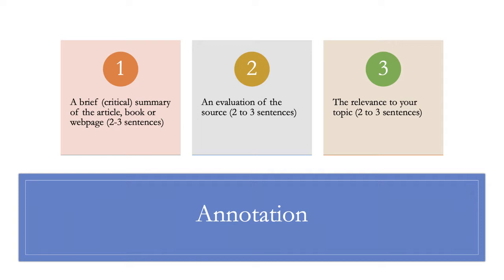And then the evaluation, who was the author? Are they qualified? Is the source reliable? When was it published? What was the purpose of the publication? That gives you key information about the source that you're looking at. And then third, you have to show your relevance. How does the source inform your essay? Was it helpful to what you're trying to do? That's a really important piece when you're looking at sources for your own essay.